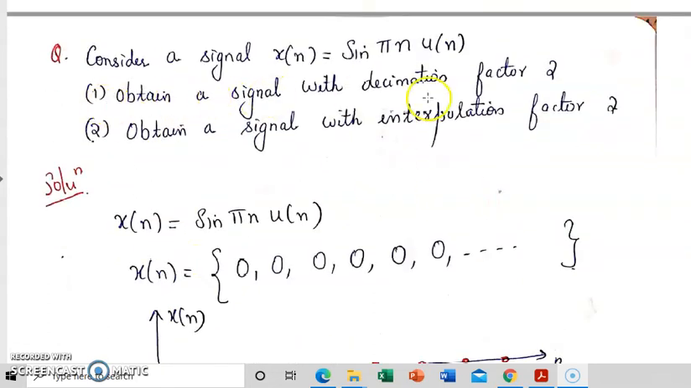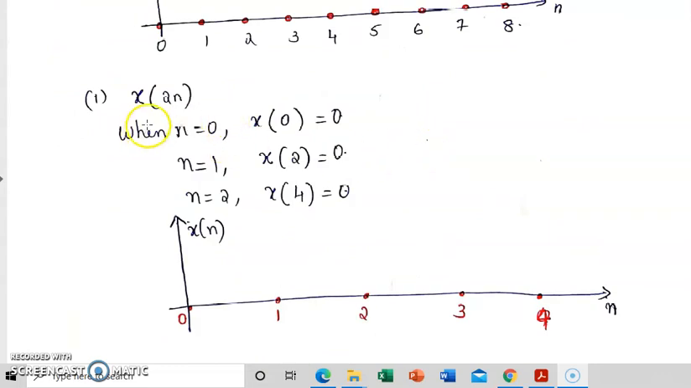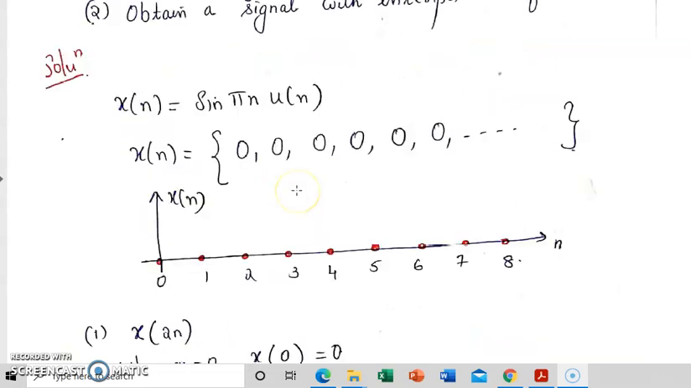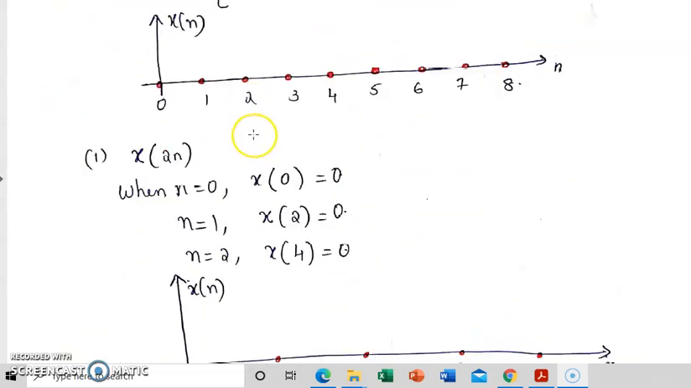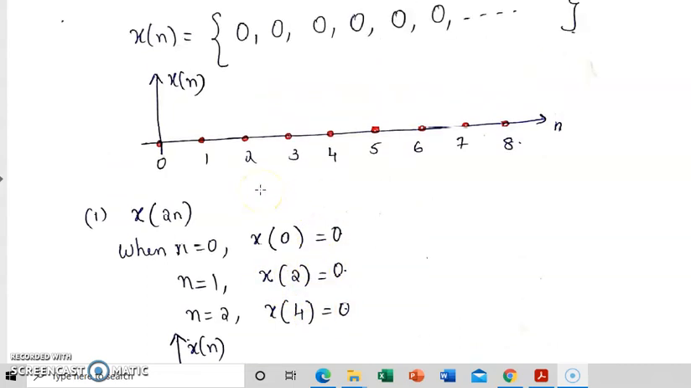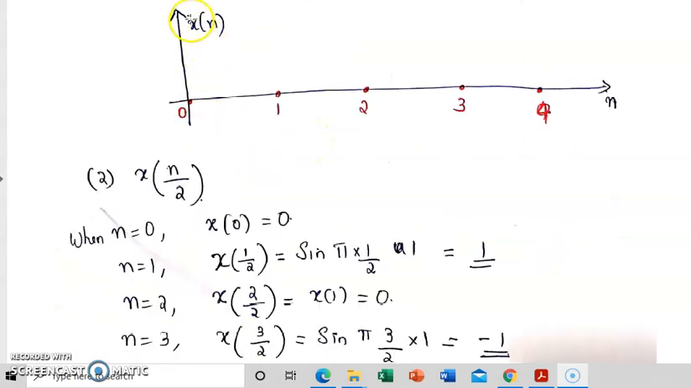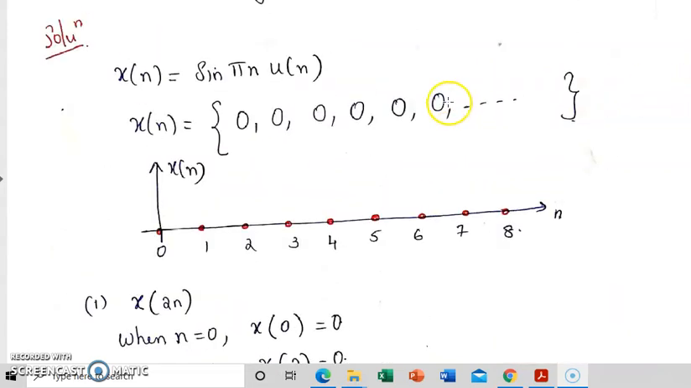Now the first part is to obtain a signal with decimation factor 2. So the decimated or downsampled signal is represented by x of 2n. Substituting the values of n, when n is equal to 0, we get x of 0, which is 0 itself. When n is equal to 1, we get x of 2, which is also actually 0. Then n is equal to 2, we get x of 4, which is also 0. So the downsampled signal will be looking like this.